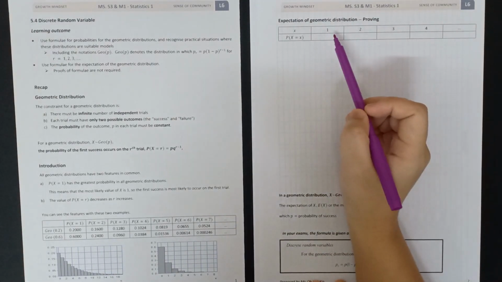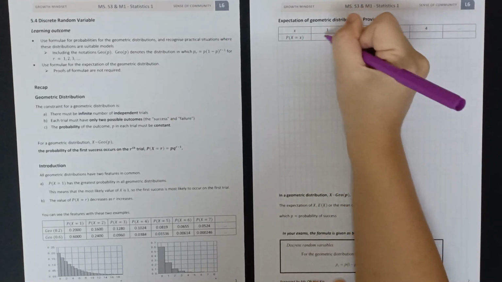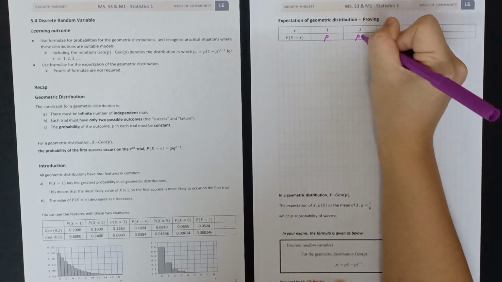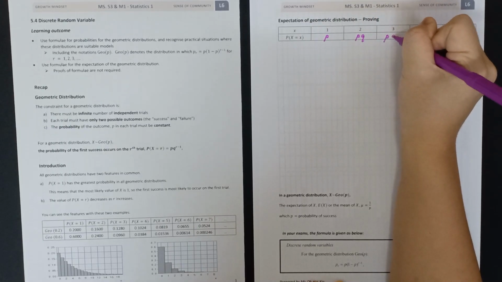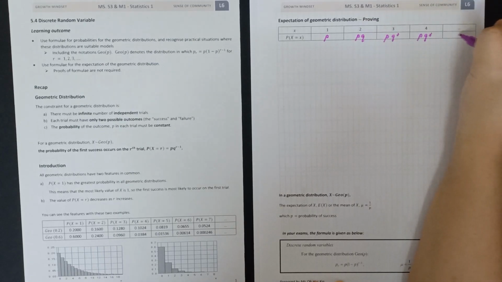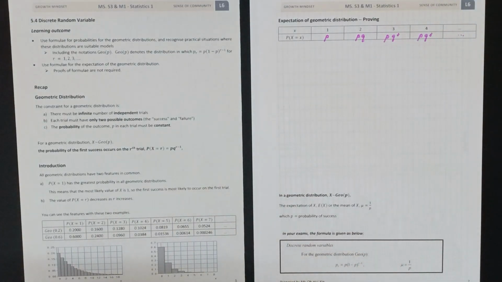If you have x equals 1, then you will have p. If you have x equals 2, then it will be pq. Then you will have pq squared. Then you will have pq cubed. I hope that I do not need to explain further about that.